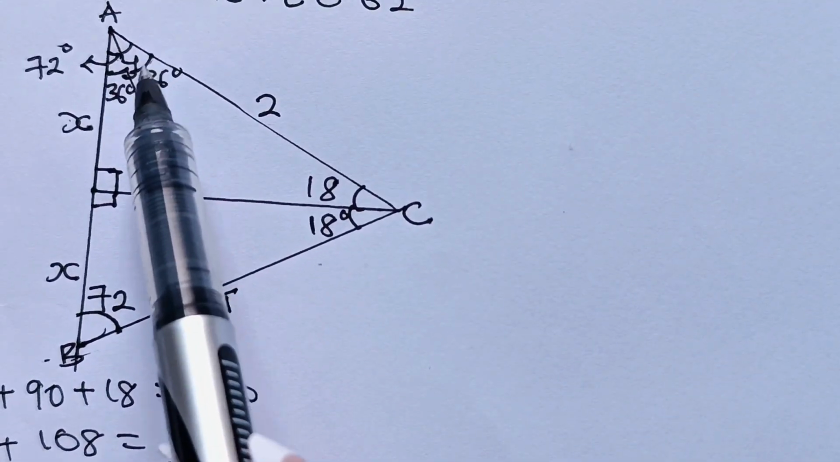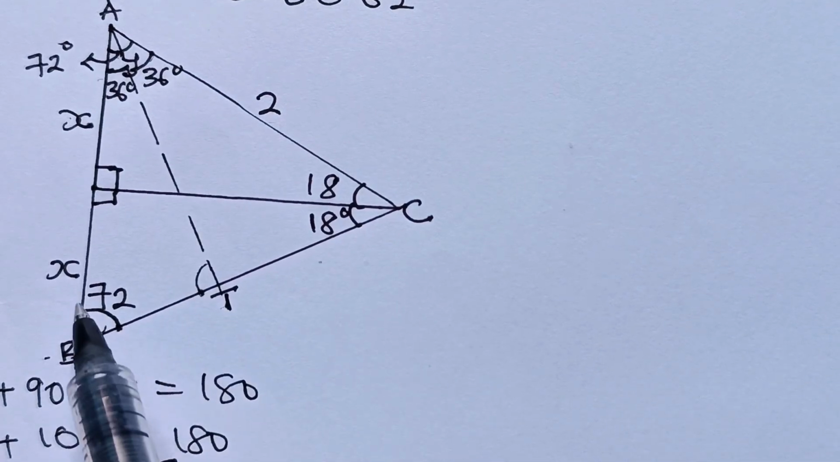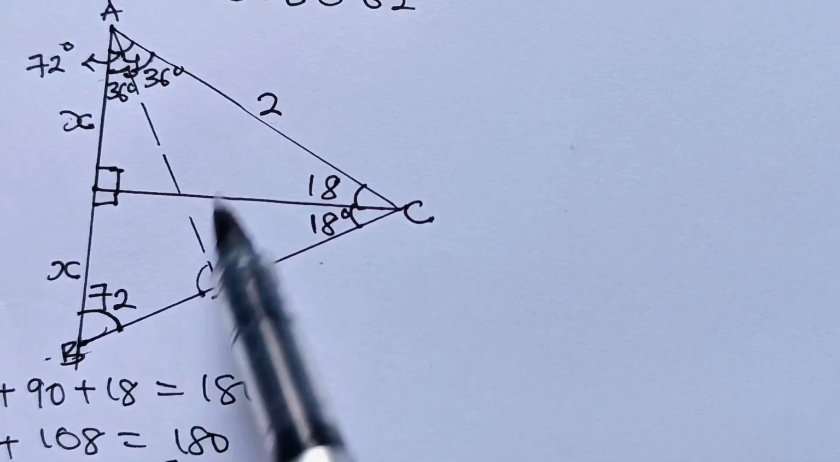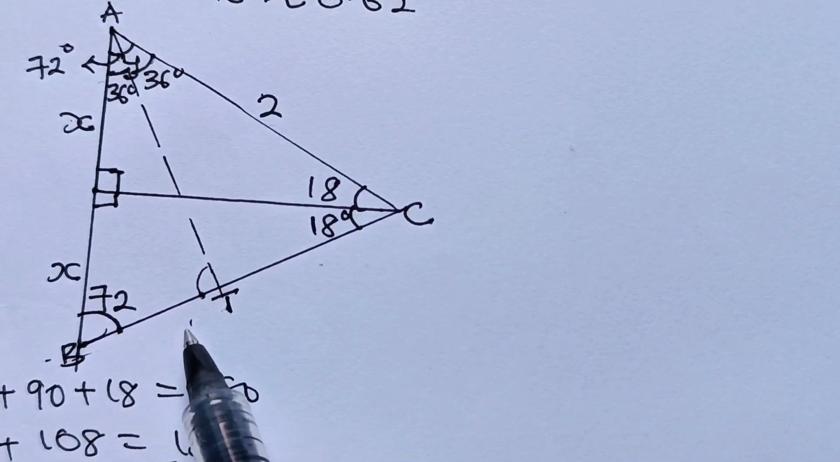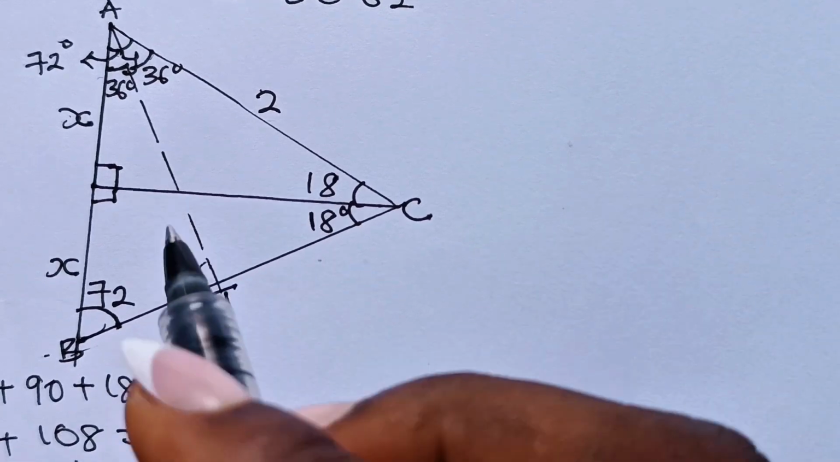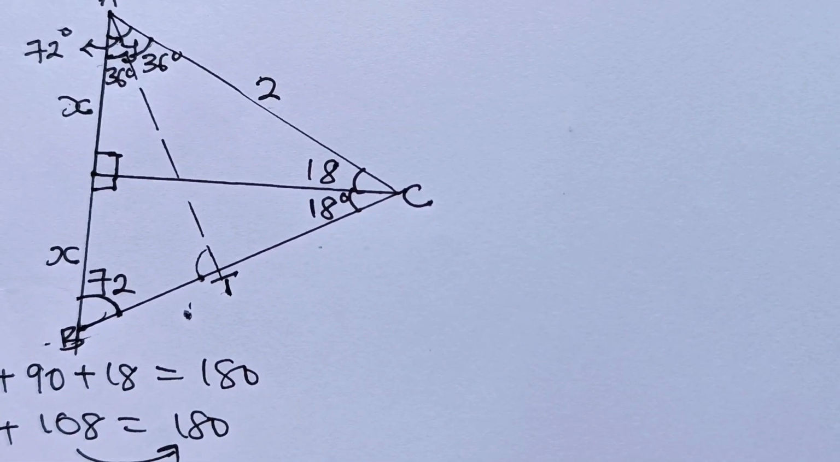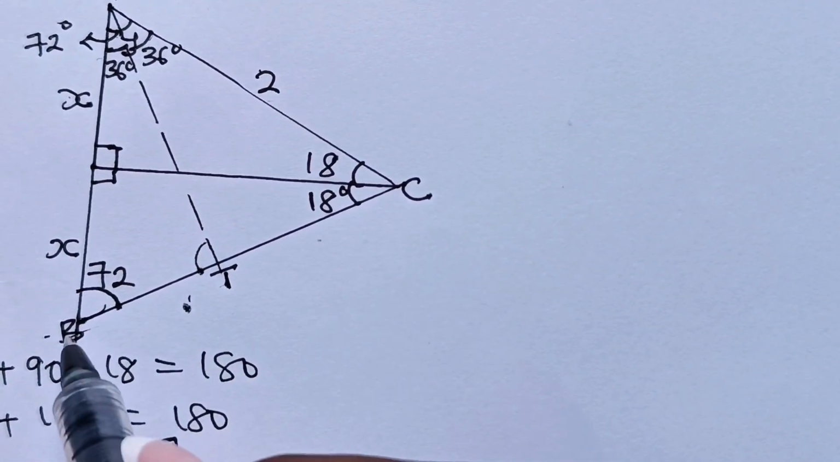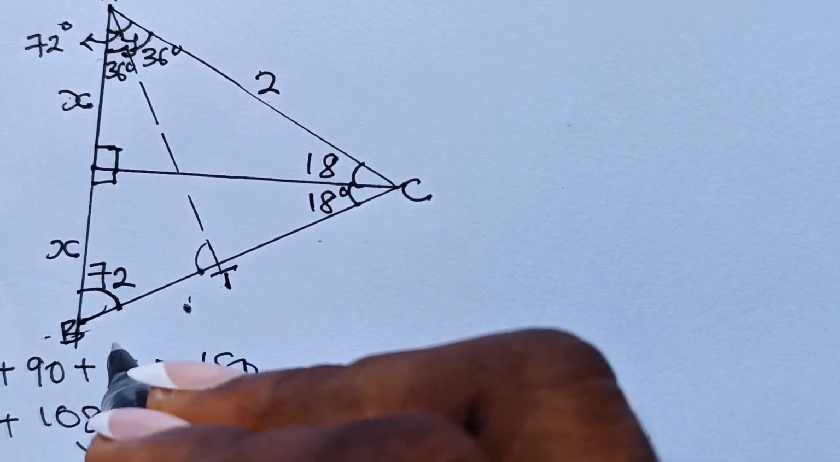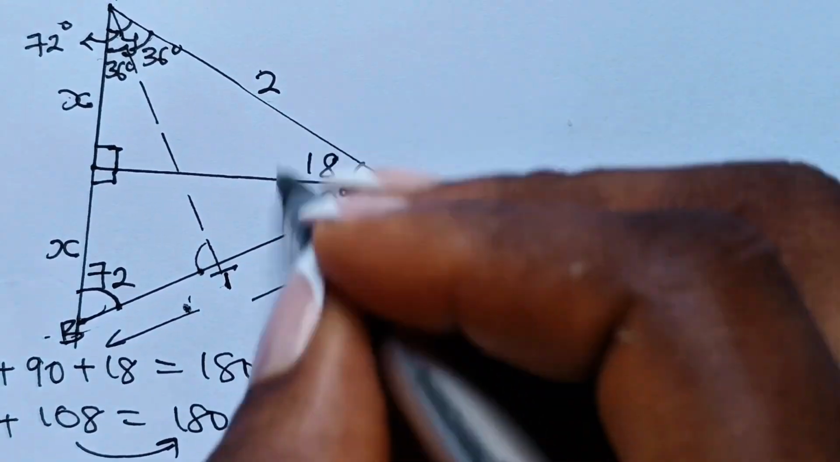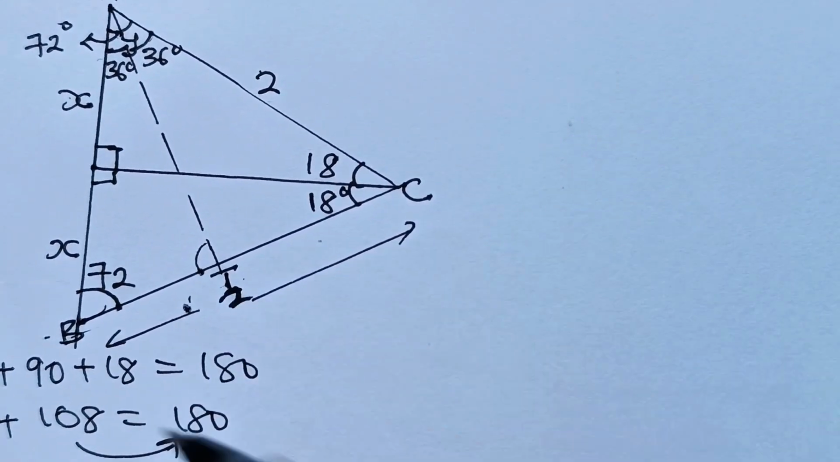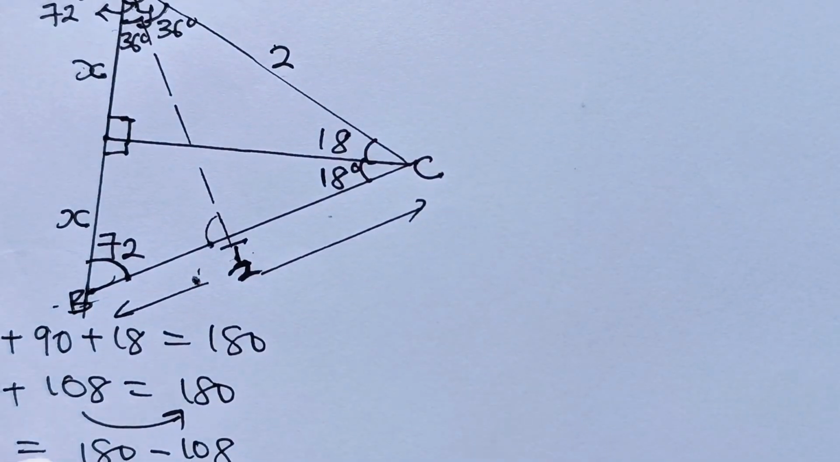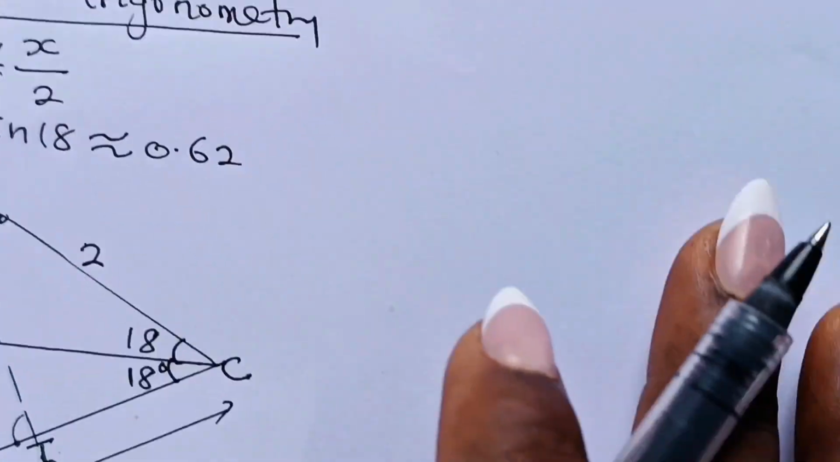you notice that this place is 72, right? This place is 72 as well. So it means that these two sides are equal because this is isosceles. So it simply means that line BC is also equal to 2. Now I'm going to draw this triangle out. So let's draw everything out.